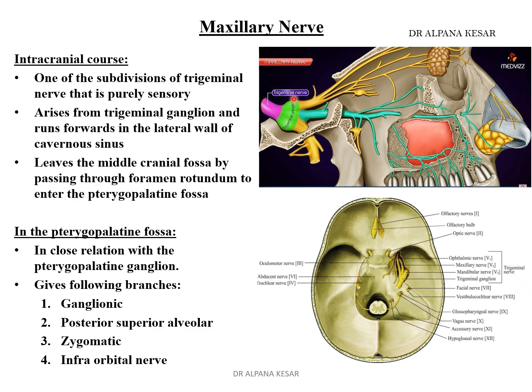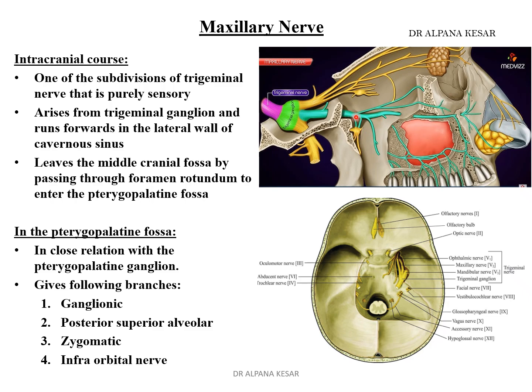It arises from the trigeminal ganglion. It runs forwards in the lateral wall of cavernous sinus. Maxillary nerve leaves the middle cranial fossa by passing through foramen rotundum. After passing through foramen rotundum, the maxillary nerve enters the pterygopalatine fossa. In the pterygopalatine fossa, maxillary nerve is present in close association with the pterygopalatine ganglion.